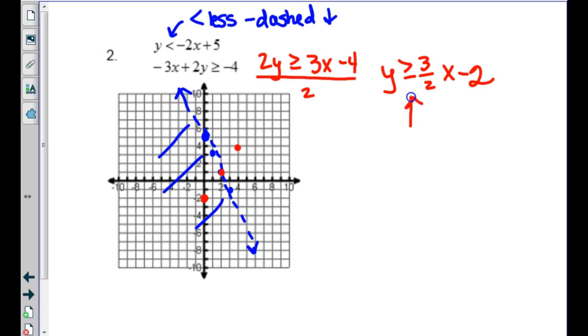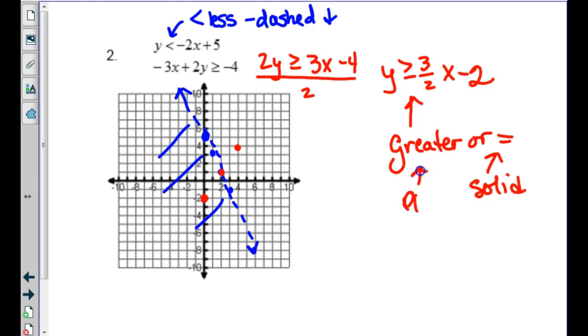Now, this one had a greater than or equal to. What does that mean? The or equal to part means it's going to be a solid line, and the greater than part means I'm going to shade above the line. Now, what does that mean above the line, guys? On my picture here, kind of above and to the left, just so we're clear. It's where the y-axis goes above. So it's this way.